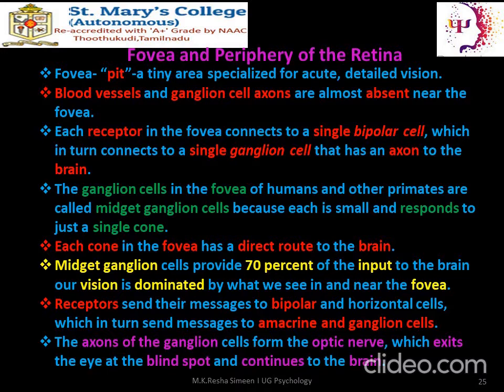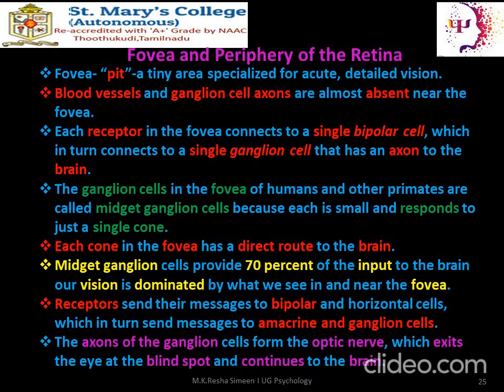The ganglion cells in the fovea of humans and other primates are called midget ganglion cells. Because each is small and responds to just a single cone, each cone in the fovea has a direct route to the brain. Midget ganglion cells provide 70% of the input to the brain. Our vision is dominated by what we see in and near the fovea.